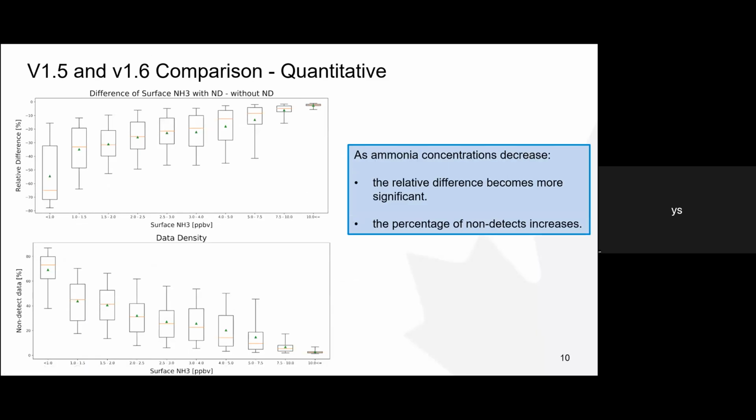On this slide, we have the same spatial and temporal set as before, but this time expressed as box plots. The top is a relative difference plot, while the bottom is a data density plot. Starting from higher concentration bins, as you go to smaller and smaller concentrations, the significance of non-detects becomes apparent. The relative difference increases, or decreases in this case, I guess. On the data density plot, same thing. As you go from higher concentrations to lower concentrations, the percentage of non-detect data goes up significantly.